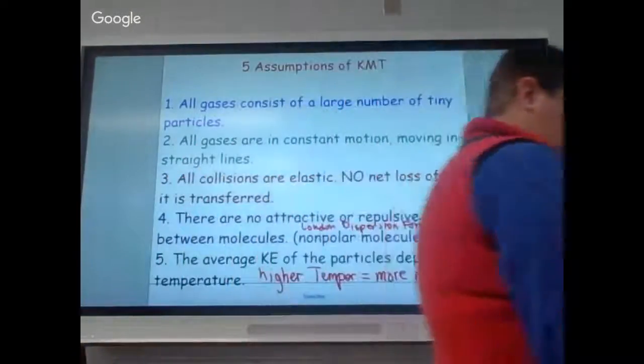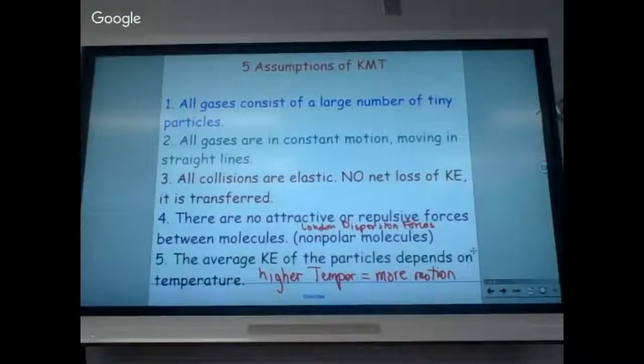So if we raise the temperature on our gas, is it going to move faster or is it going to move slower? If we raise the temperature on our gas, will our gas go faster or will it go slower? It will go faster. Okay? And that's true for anything, not just gases. If you raise the temperature on the gas, it will have more motion.